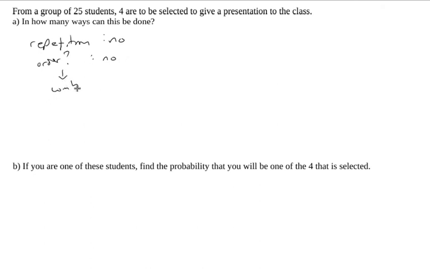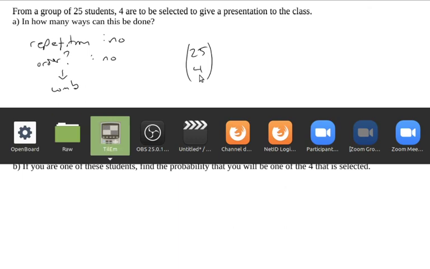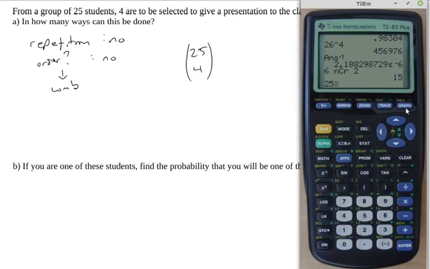Whenever we're doing one of these counting problems, we have to think through the process to decide what counting principle we're going to use. So there are 25 students here. We're choosing 4 of them. This will be 25 choose 4. Let's ask my calculator what this number is. 25 choose 4 is 12,650.